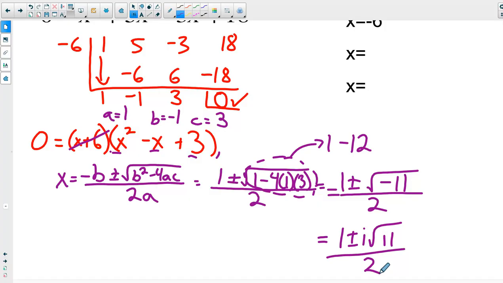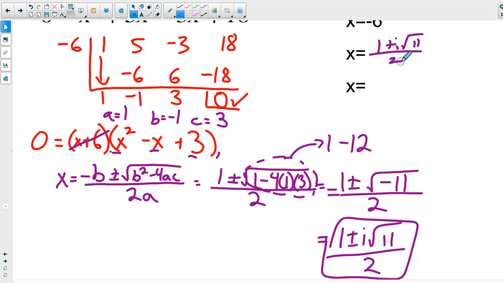So, I'm perfectly happy if you put a box around this and you're done. However, the x's are there, so I could write it as 1 plus I square root 11 divided by 2 and 1 minus I square root 11 divided by 2. So, I'm happy if you just put a box there. Like, I don't really care about that. However, if it makes you feel better, that's fine. Do that. Questions?